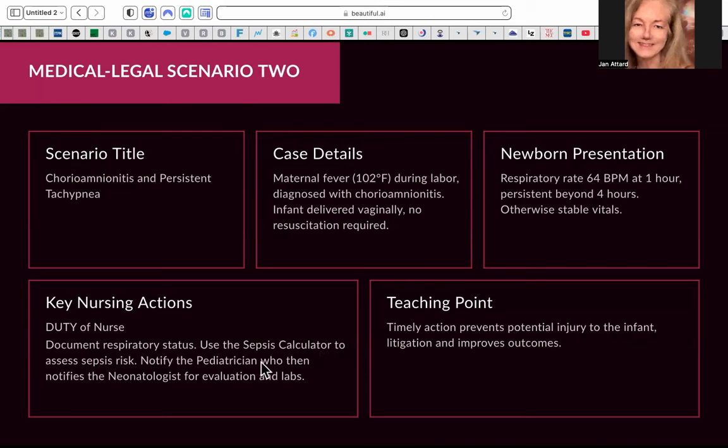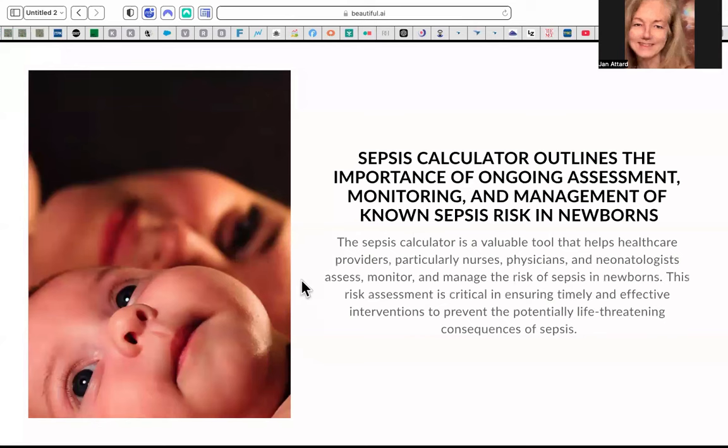What is the O2 sat? What is the blood sugar? What does this baby look like? What is the entire picture? Call upon the neo to come down and evaluate for labs and x-ray. Timely action prevents potential injury. So we outline all important steps.